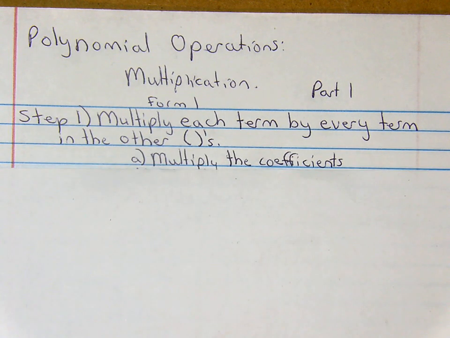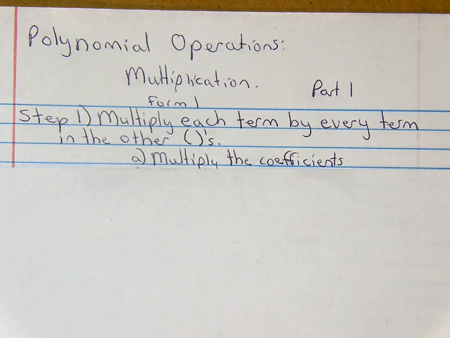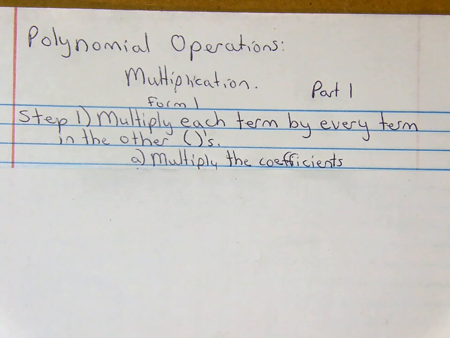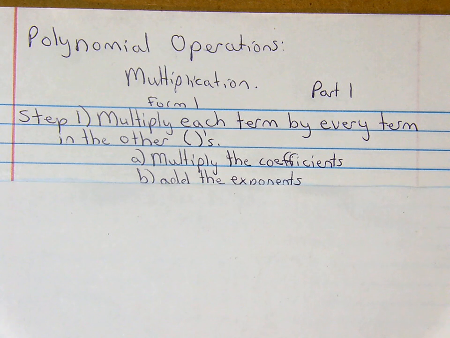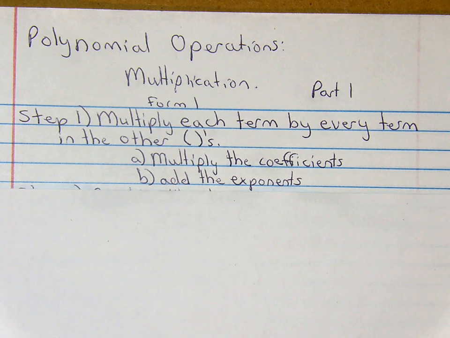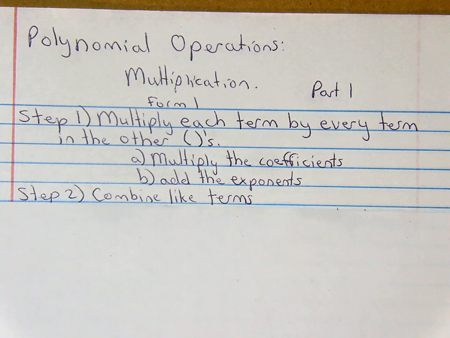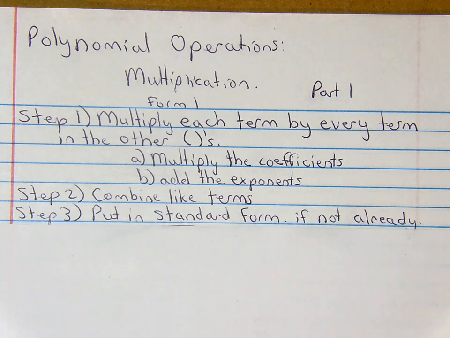So when you multiply a term, you need to make sure that you multiply the coefficients, and remember the coefficients are the numbers in front of the variables, and then you need to add the exponents. So those two pieces need to happen whenever you multiply the terms together. Step 2 is to combine like terms. And then step 3 is to put it in standard form, if it's not already in standard form. So that one's an if needed.